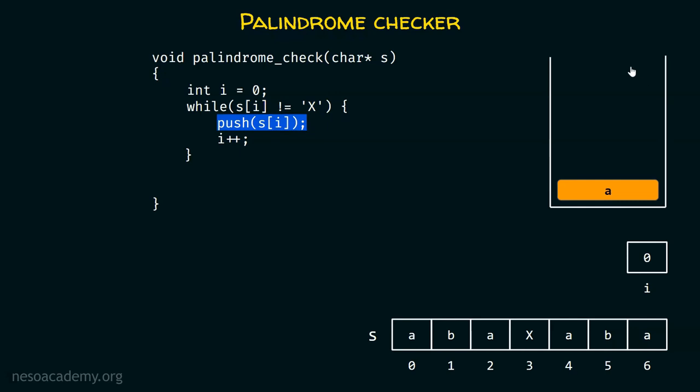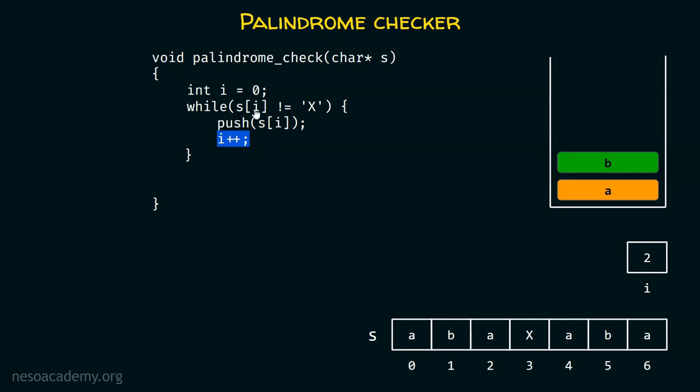And this is how our stack looks like after pushing this element onto the stack. Now, we can increment our I variable. Now this becomes 1. After this, we'll again check this condition. Is S[i] equal to X? No, S[i] is not equal to X. Therefore, we can get inside this while loop. We can push this element onto the stack. And then after this, we can increment our I variable.